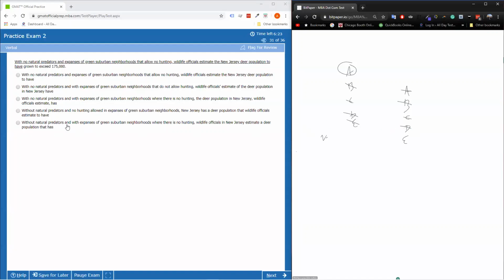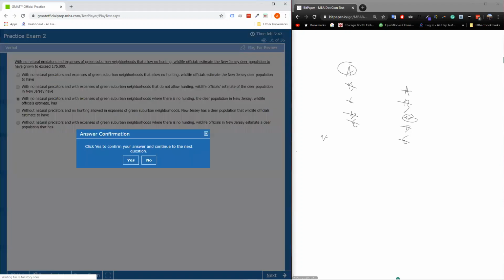Without natural predators and with expansive green suburban neighborhoods where there is no hunting, crap. That's pretty much all of them. So where did I miss? With no natural predators and with expansive green suburban neighborhoods. Maybe C, because with no natural predators and with expansive green suburban neighborhoods where there is no hunting, the deer population in New Jersey, wildlife officials estimate, has grown. I think C is the closest, even though I didn't love it.